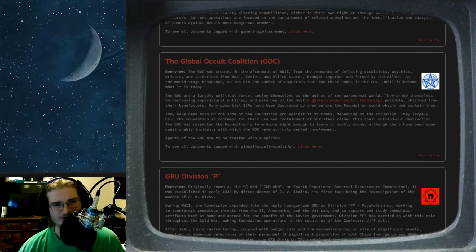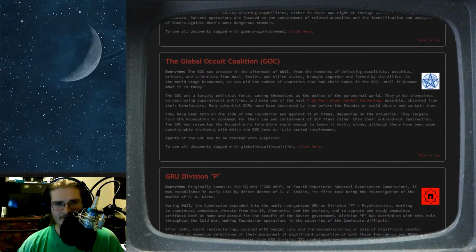Overview. The GOC was created in the aftermath of World War II, from the remnants of defecting occultists, psychics, priests, and scientists from Nazi, Soviet, and Allied states, brought together and formed by the Allies. As the world stage broadened, so too did the number of countries that had their hands in the GOC, until it became what it is today. The GOC are a largely political force, seeing themselves as the police of the paranormal world. They pride themselves on destroying supernatural entities, and make use of the most high-tech experimental technology possible, obtained from their benefactors. Many potential SCPs have been destroyed by them before the Foundation could attain and contain them.